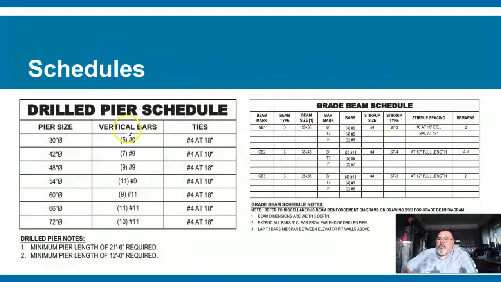This is a type of schedule, a drilled pier schedule. So it shows you locations and sizes. So this is a 30-inch, and when you see a circle with a slash through it, it means diameter. So it's saying the pier that gets drilled at 30-inch diameter is going to have 5 number 9 bars in it. And it's going to have ties in it, number 4 ties, or number 4 bar at 18 inches. And then there are times where you're going to have a schedule that's going to point to the location where piers are going to go.